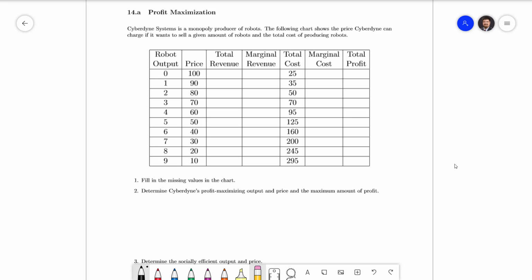Total revenue is price times quantity, so we'll start filling this in. 0 times 100 is 0. 1 times 90 is 90, 2 times 80 is 160, 3 times 70 is 210, and so on.